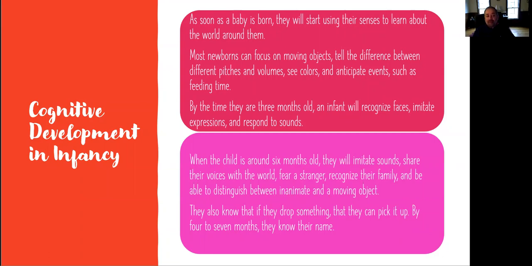By the time they are 3 months old, an infant will recognize faces, imitate expressions, and respond to sounds. When the child is about 6 months old, they will imitate sounds, share their voice with the world, fear a stranger, recognize their family members, and be able to distinguish between inanimate and moving objects. They also know that if they drop something, at that age, they can pick it up. By 4 to 7 months, they know their names.